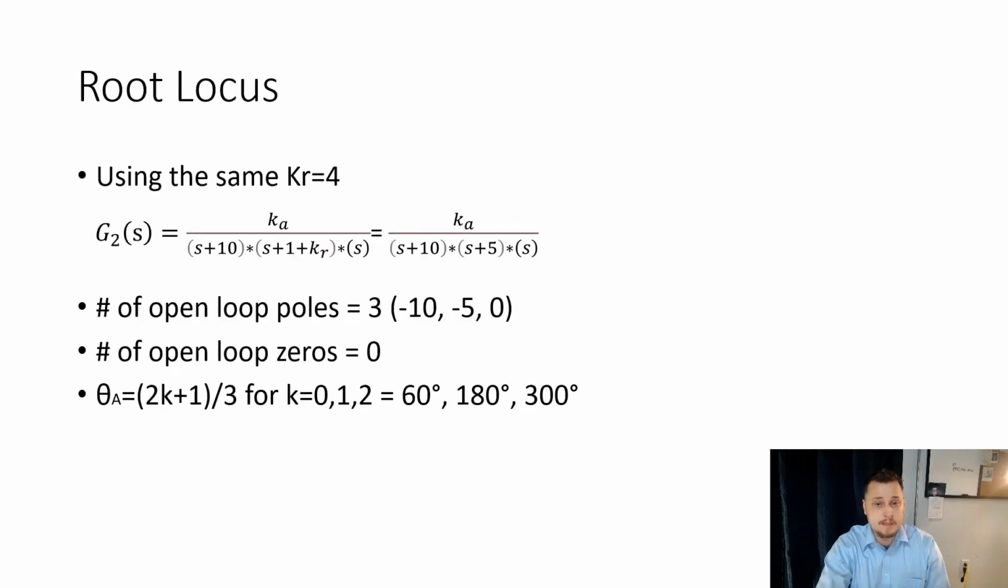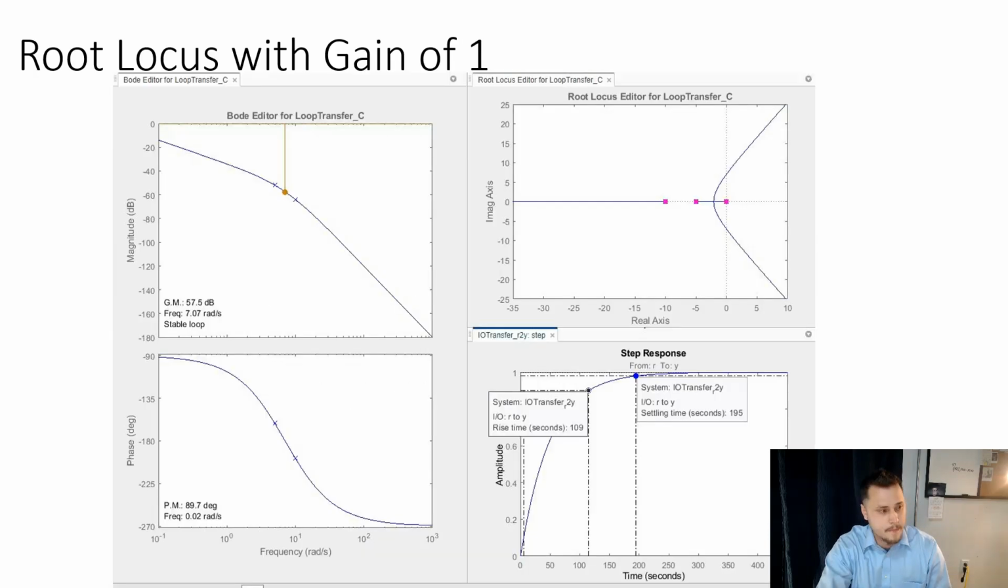Next I plot the root locus using the open loop transfer function that I determined earlier, shown here as G2 of S. For this transfer function, I'm going to use the same K of R value of 4 as before. Putting that into the system, we can get a few characteristics of the equation, such as the poles being -10, -5, and 0, that there are no zeros in the system, and that the angles of the asymptotes are 60 degrees, 180 degrees, and 300 degrees.